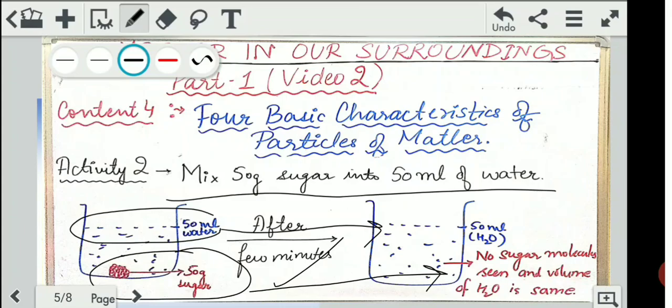This is what I have mentioned here, in the corner, that there are no sugar molecules seen in this beaker and the volume of water remains the same. Now why hasn't the volume increased? In spite of adding 50 grams of sugar into 50 ml of water, why did the volume of water not increase?